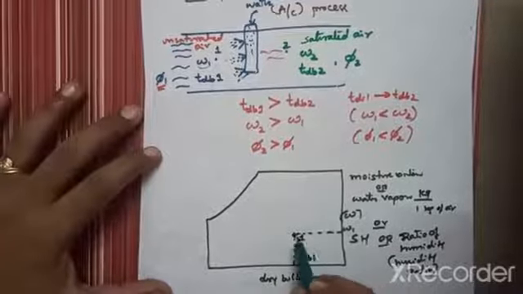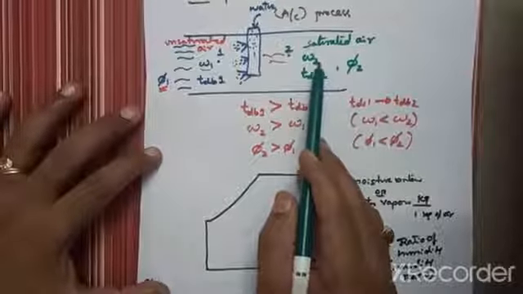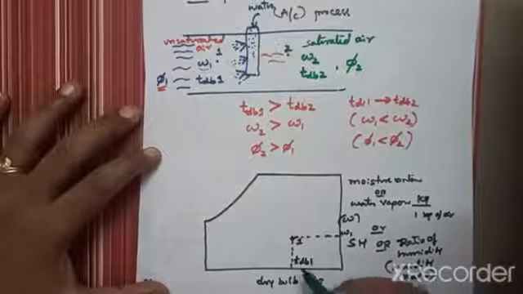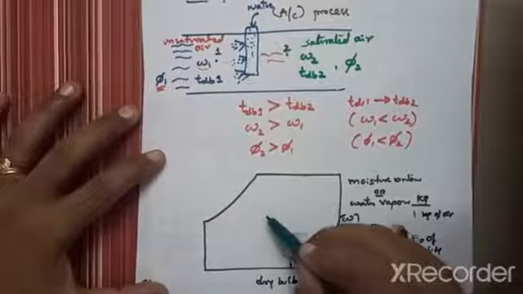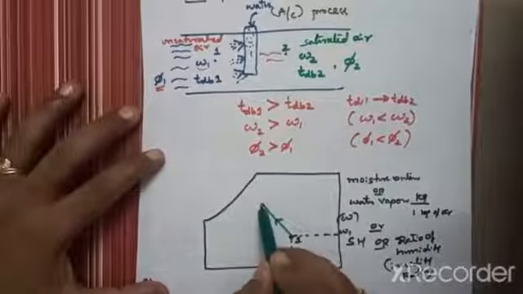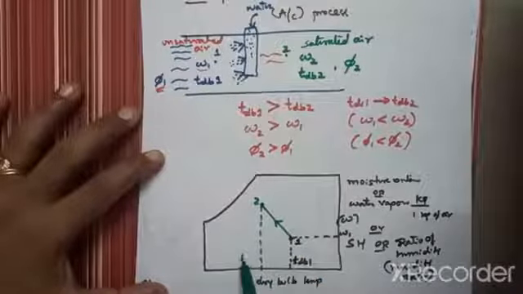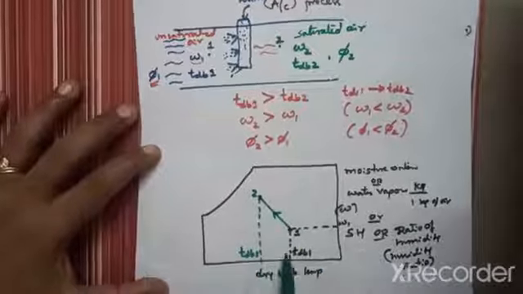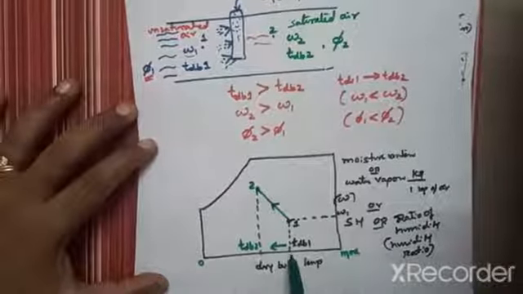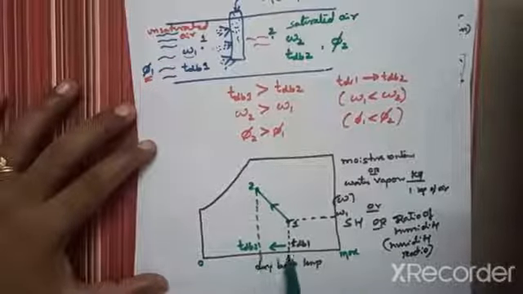During the process to point 2, cooling takes place, so temperature should decrease. Temperature at point number 2 should decrease and moisture content should increase. You have to draw in such a way that both are satisfied. This is point number 2, the new dry bulb temperature at point number 2. Here the temperature decreases. Here is the minimum value and here is the maximum value. So temperature is decreasing from high to low temperature, that is cooling.